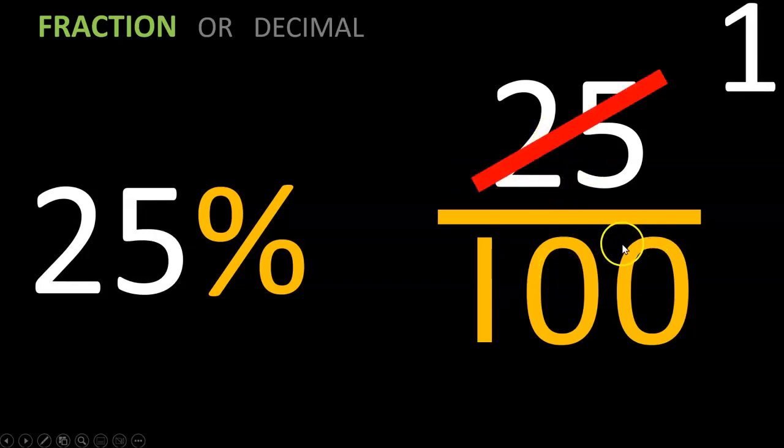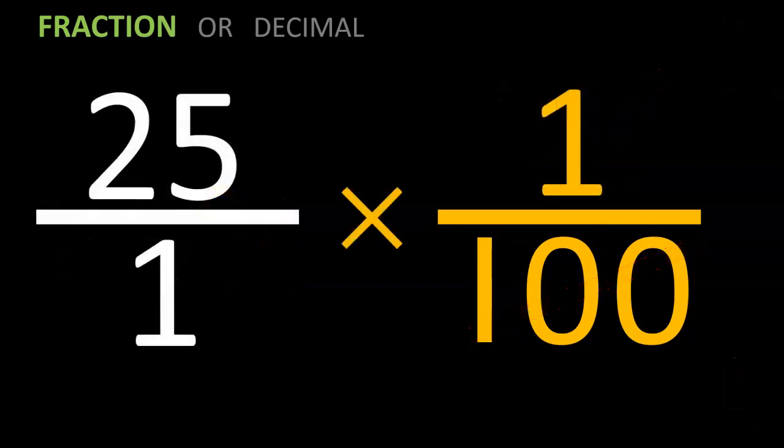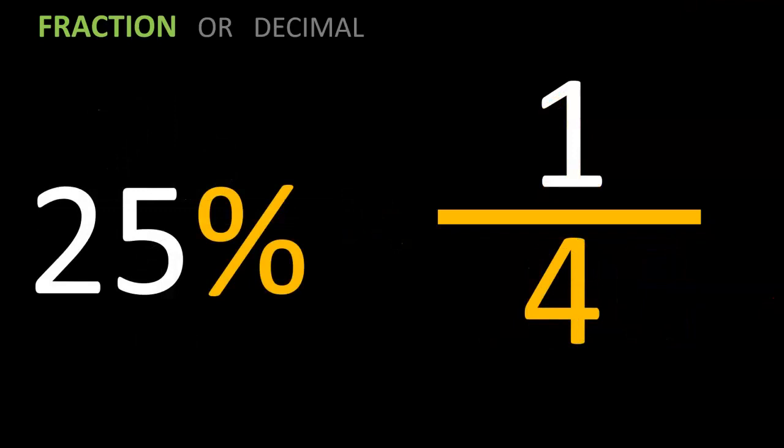Now you can simplify that by dividing both top and bottom by 25, and you end up with 1 over 4. You can also express it this way. 25% is actually 25 over 1, right? 25 wholes multiplied by 1 over 100. So you could think about it that way. And that works out to be 1 over 4.